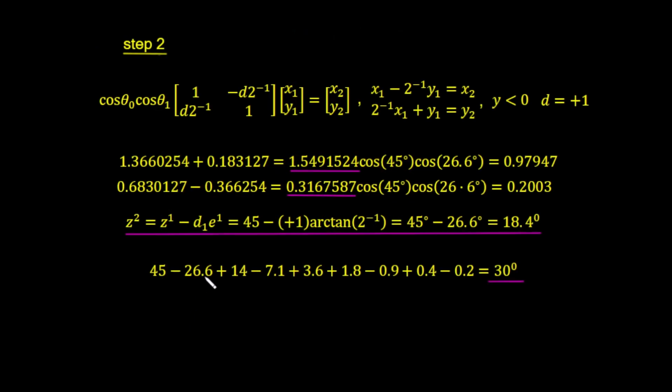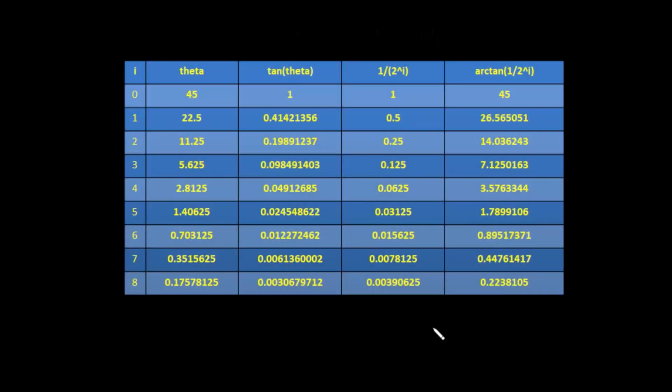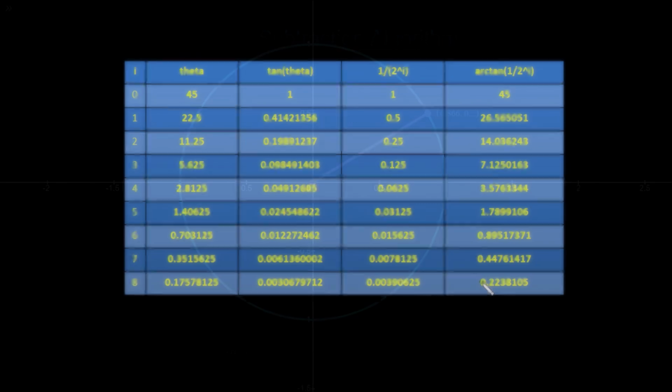So we've added and subtracted all of the angles that we get for each of the 9 iterations, and this gives exactly 30 degrees, which is the angle which we were trying to find. Now I've added a table here, and the last column of the table gives us the actual angles that we're going to be rotating in. So this is the 45, the 26.6, which is actually 26.565051. So these are the more accurate angles.